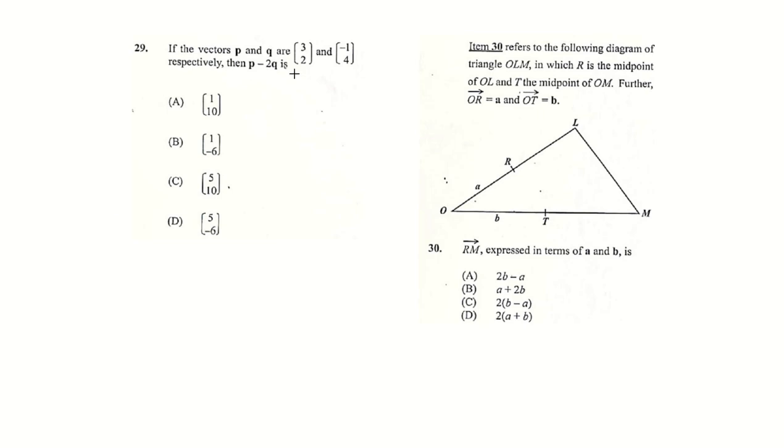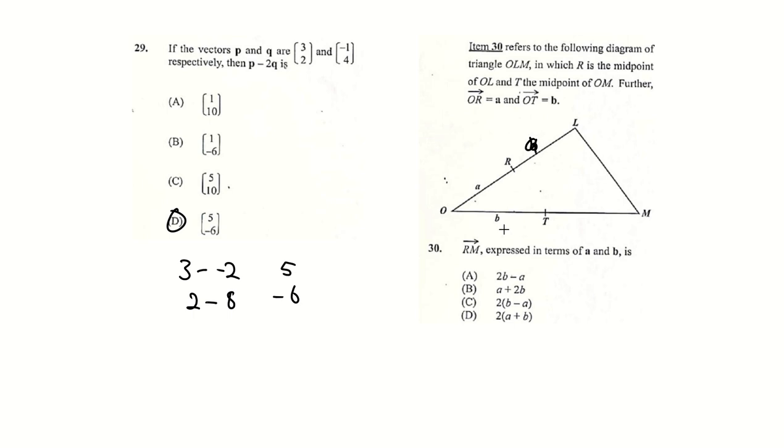Right? P minus 2Q, that's 3 minus minus 2, and then 2 minus 4 2s are 8. So that's 5, and 2 minus 8 is minus 6. So the answer is D. Right, item 30 refers to the following diagram of OLM, in which R is the midpoint of OL, and T is the midpoint of OM. Determine OR and OT. OR is A. We did this question.